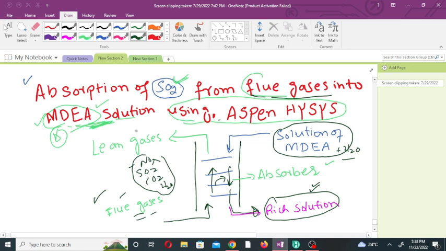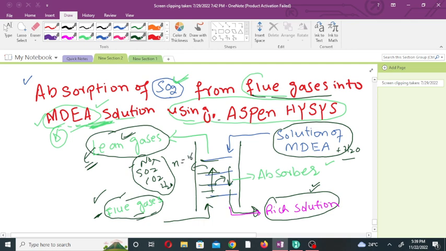This is the lean gas. These are the gases in which the sulfur dioxide amount is very small as compared to the sulfur dioxide amount in the flue gases. So this is the absorption column and there are some stages. We will use a column with 16 stages.